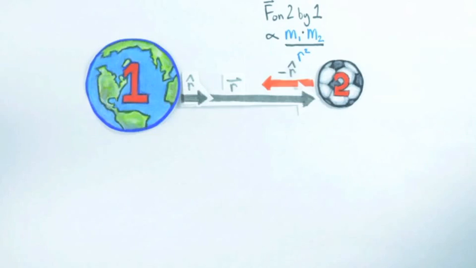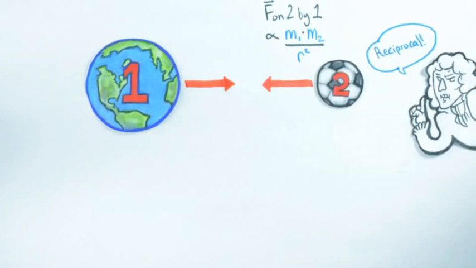Finally, we remember that gravitational forces are reciprocal, so that we know there is a corresponding gravitational force on mass 1 by mass 2, which is equal in magnitude and points in the opposite direction. So we can express this by writing the force of gravity on 1 by 2 as just minus the force of gravity on 2 by 1.